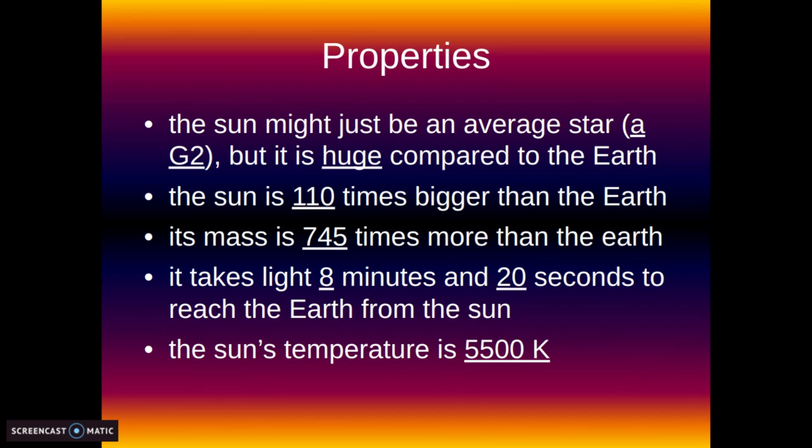The mass is 745 times more than the Earth's mass. The light that comes from the sun to Earth takes about 8 minutes and 20 seconds to reach the Earth, so that kind of shows you how far away the sun is from the Earth. And then the sun's temperature is about 5,500 Kelvin, which is about 10,000 degrees Fahrenheit. And that's temperature on average. We'll talk about the temperature of the center of the Earth and some of the other layers as well.